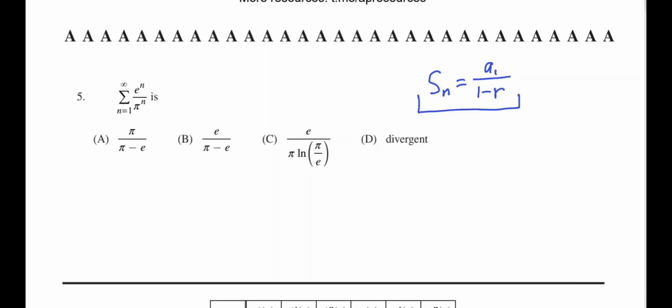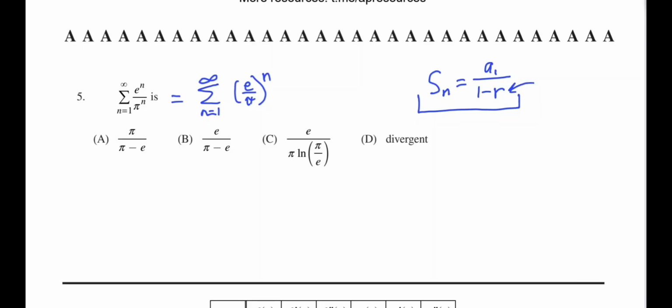Now the question is, would the series converge? Well, the top and the bottom both have a common power of n, so let's rewrite this as the sum from n equals 1 to infinity of the quantity e over pi, to the power of n. All right, so whatever is within the parentheses would be the common ratio for the geometric series, and that would be this r over here.